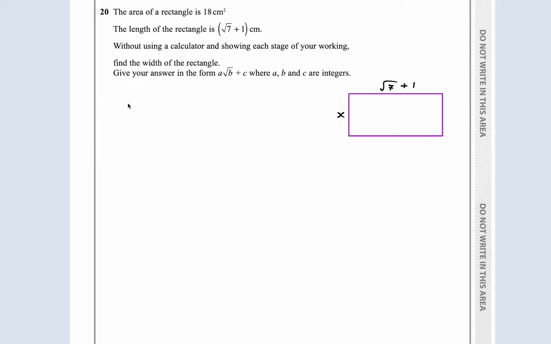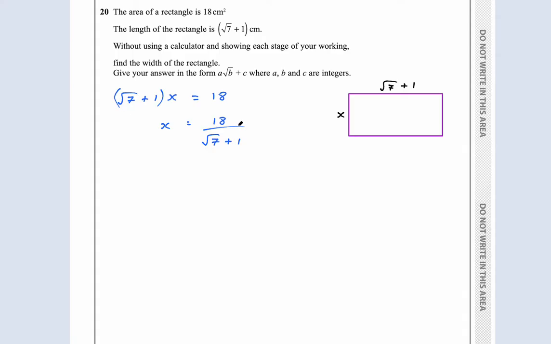So how do I find the area of a rectangle? Well, I do width times length, or length times width. So root 7 plus 1, that's the length, times the width, x, has to equal 18 because he says it. Therefore, x is equal to 18 divided by root 7 plus 1. So that is x, that's the width. But he has said give your answer in this form. So how do I put this not so nice looking expression into this form?